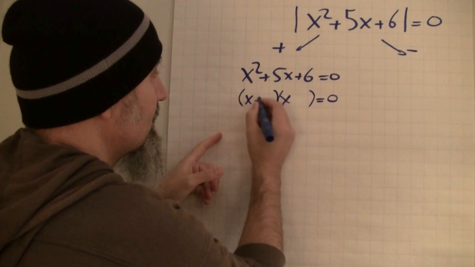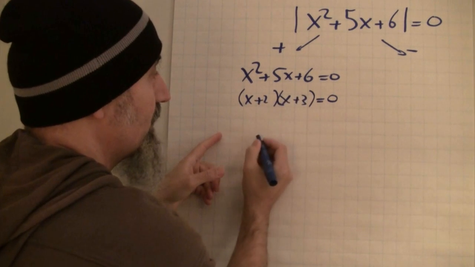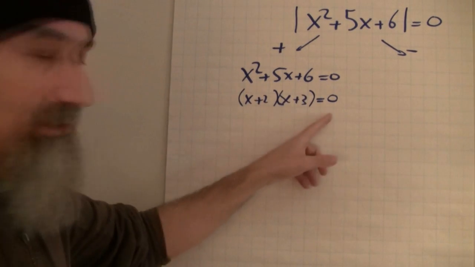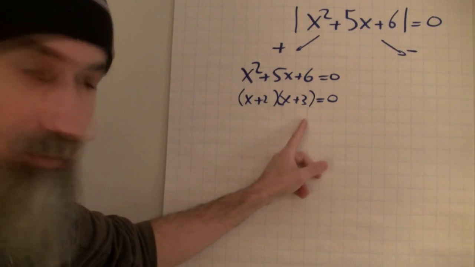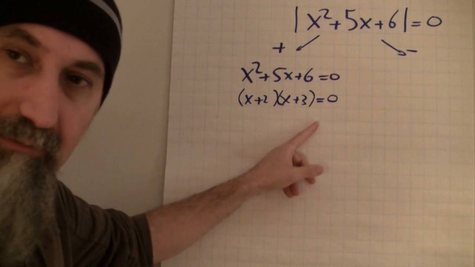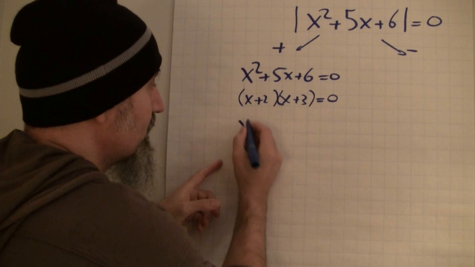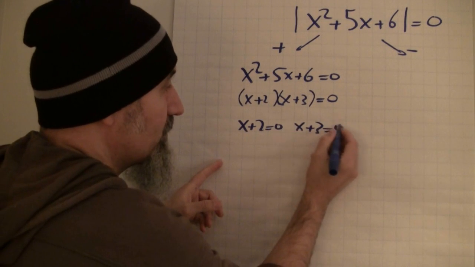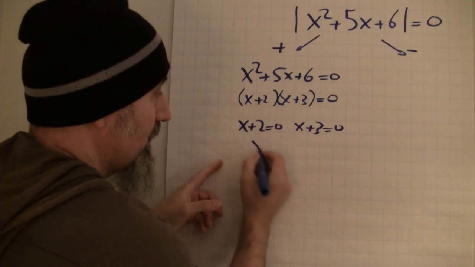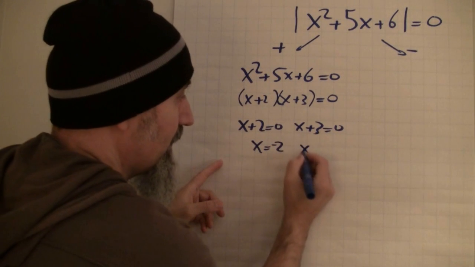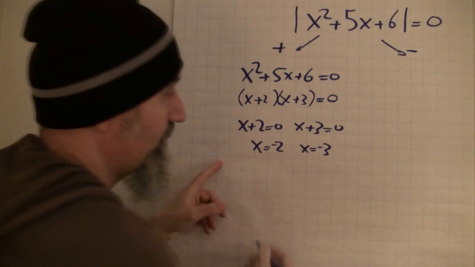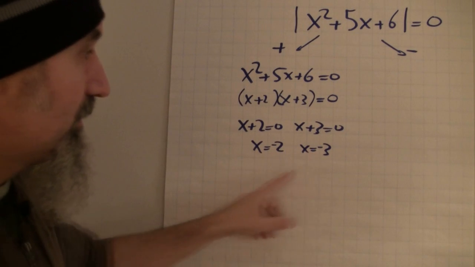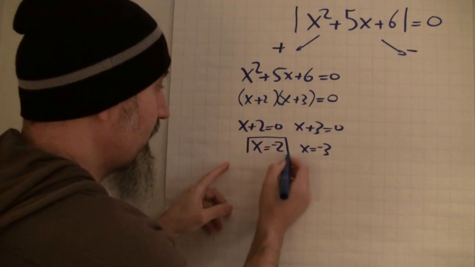x plus 2, x plus 3. And we use the power of 0. When we have two things multiplied together to give us 0, we can split them up and set each one equal to 0. So x plus 2 is equal to 0, x plus 3 is equal to 0. So x is equal to negative 2 and x is equal to negative 3. These are two of the answers we have right now.